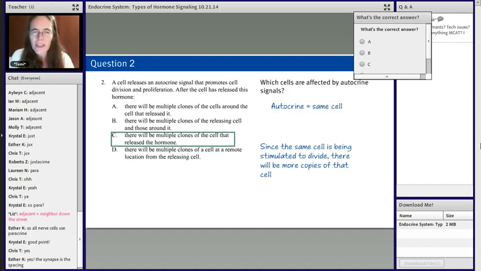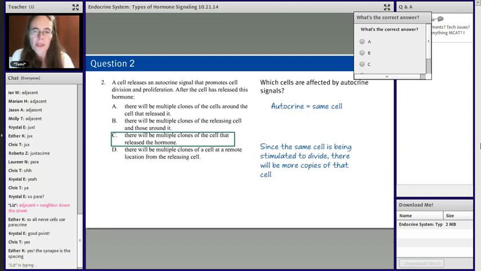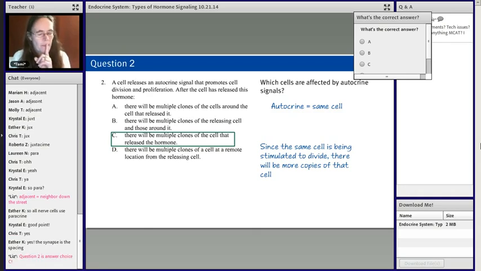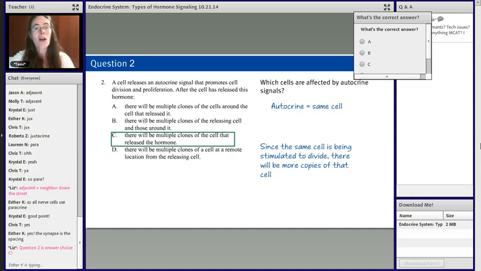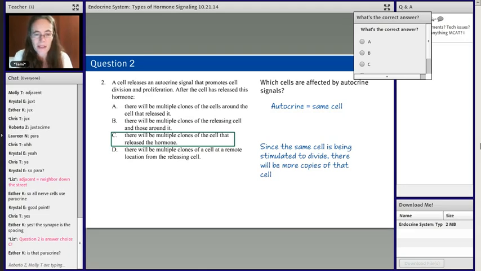Now, let's look at answer choice A, because this is a tricky one that a lot of us choose. A cell releases, or there will be multiple clones of the cells around the cell that released it. If we're looking at clones that are around that cell that released it, what type of signaling is that? So if I release something and I tell others around me to divide, what kind of signaling is that?